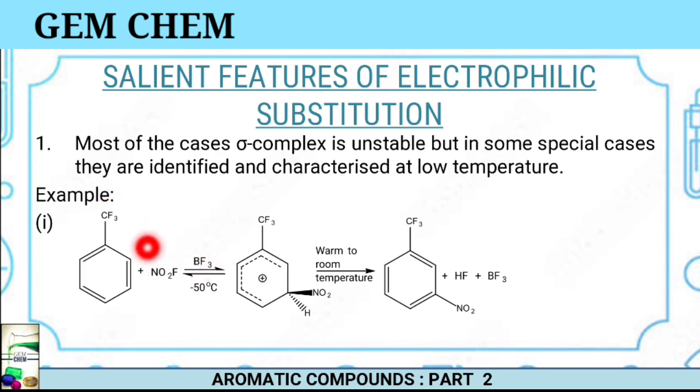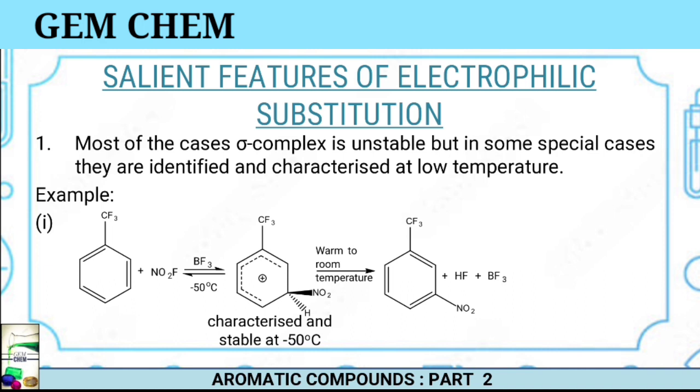To add to it NO2F in presence of a Lewis acid, what you are going to see is a formation of sigma complex. And after that, when you warm it to room temperature, you are going to see a nitro compound substituting on the benzene ring bearing CF3. So you are getting meta-nitrobenzene trifluoride. From here you can see that this sigma complex can be characterized and is stable at minus 50 degrees Celsius, and this is crystalline in structure.